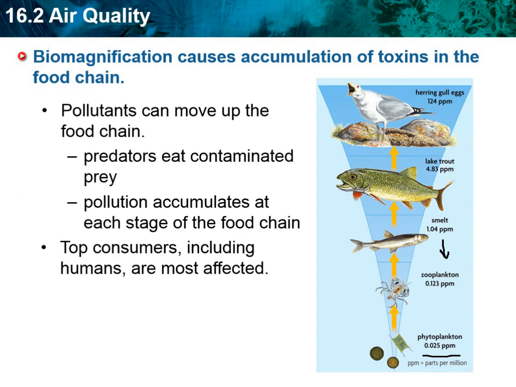Pretty much any fish that this gull is eating is going to have that pollutant as a part of it. So that's why it builds up so quickly. That is the end of the notes for sections 2 and 3.